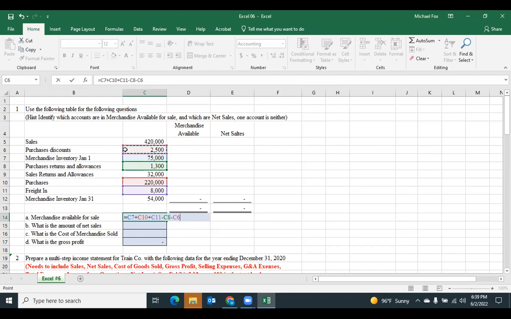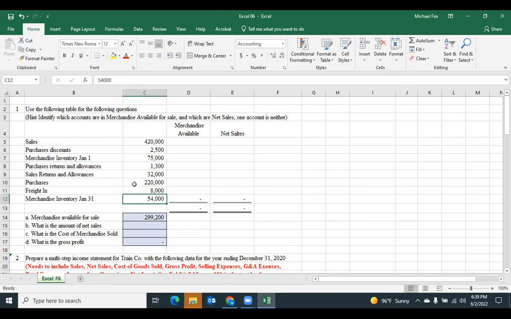So that's what they're asking us to do: before we recorded any sales, what would be the balance of our merchandise inventory account? Which would be merchandise at the beginning of the period plus purchases, plus the cost of the freight, because we always add that to the cost of our inventory, minus any purchase discounts and purchase returns and allowances.